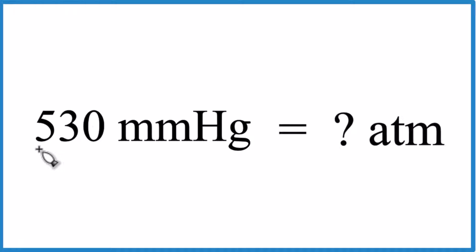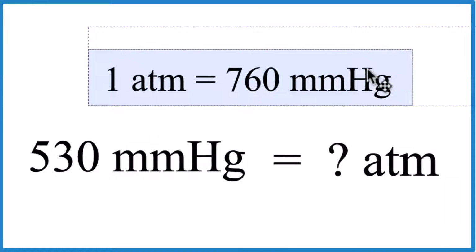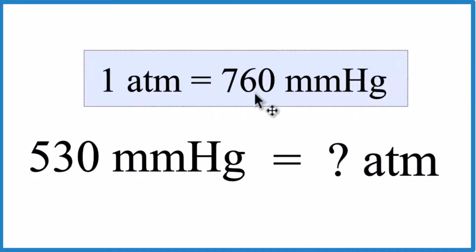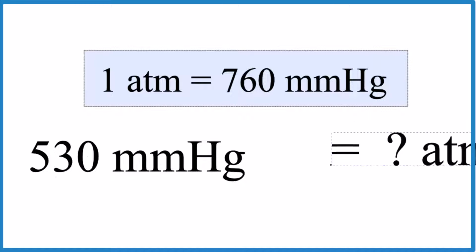Let's convert 530 millimeters of mercury to atmospheres. Here's how you do that. So you need a conversion factor. The conversion factor we'll use is 1 atmosphere equals 760 millimeters of mercury. That's our conversion factor. So we're going to multiply 530 millimeters of mercury times the conversion factor.